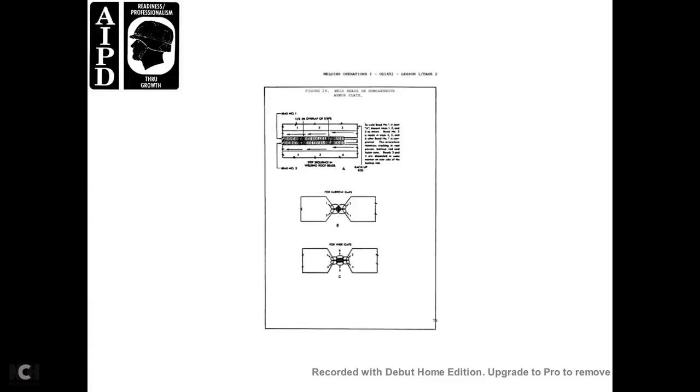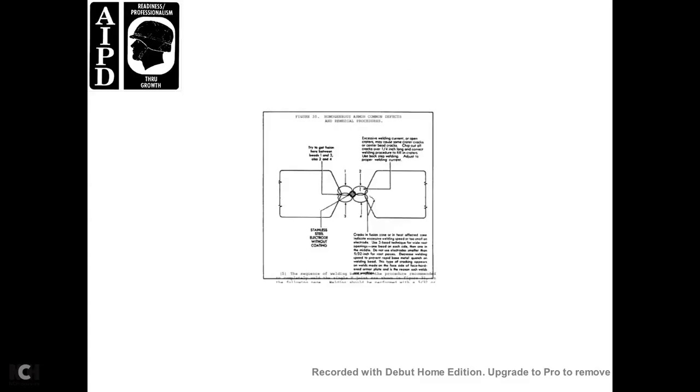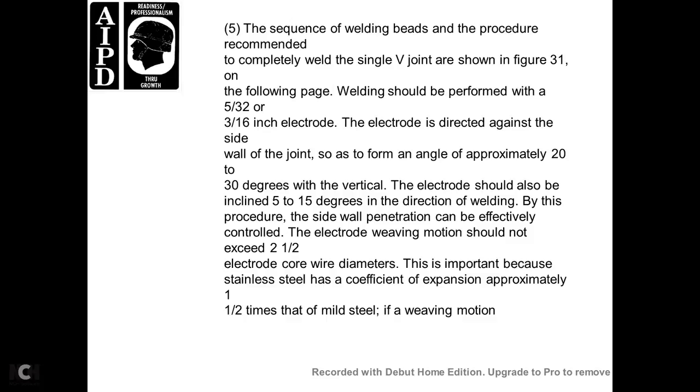Page 29 shows the weld beads in homogeneous armor plate. Page 30 shows the homogeneous armor common defects and remedial procedures. The sequence of the welding bead procedure recommended to commonly weld the single V joint is shown in figure 31 on the following page. The welding should be performed with a 5/32 or 3/16 inch electrode.